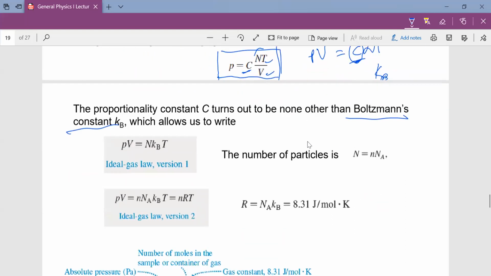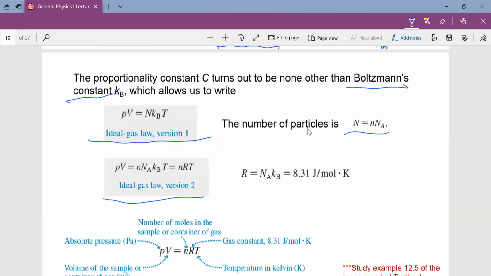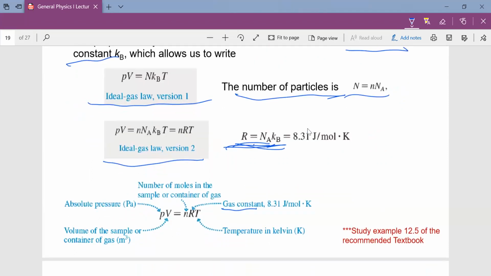So we'll have the ideal gas law expression, version 1, expressing it in terms of the Boltzmann constant, and version 2, expressing it in terms of the number of moles, with R representing the gas constant. The gas constant R gives us 8.31 joules per mole times Kelvin. So that is the whole expression with the parameters given.